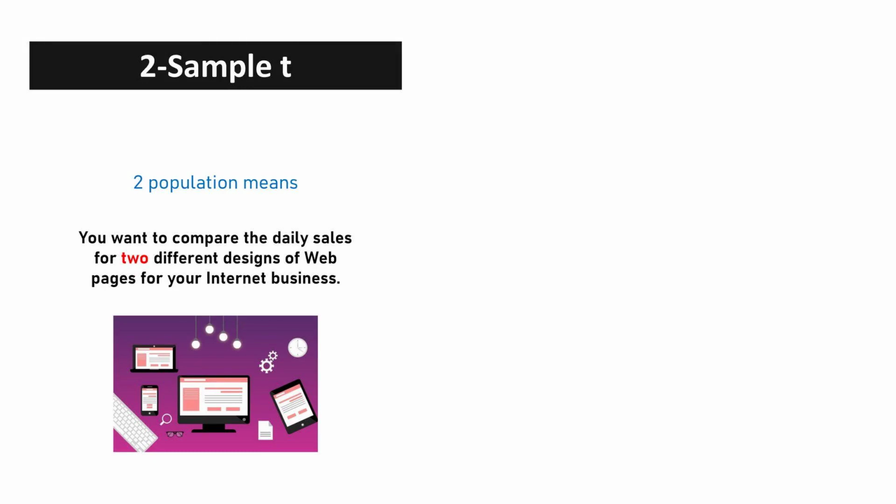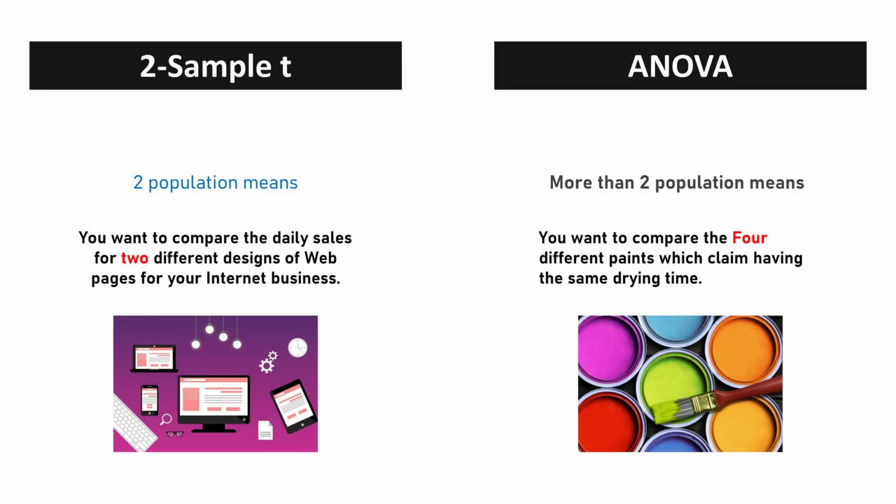For example, you want to compare the daily sales for 2 different designs of web pages for your internet business. ANOVA broadens the scope, allowing comparison of means across multiple groups. For example, you want to compare the 4 different paints which claim having the same drying time.